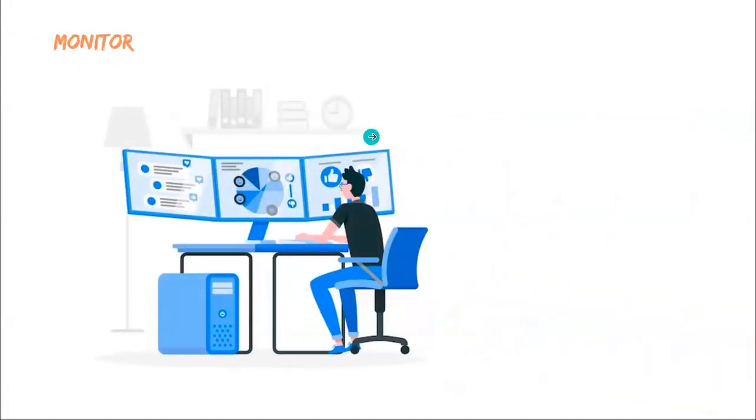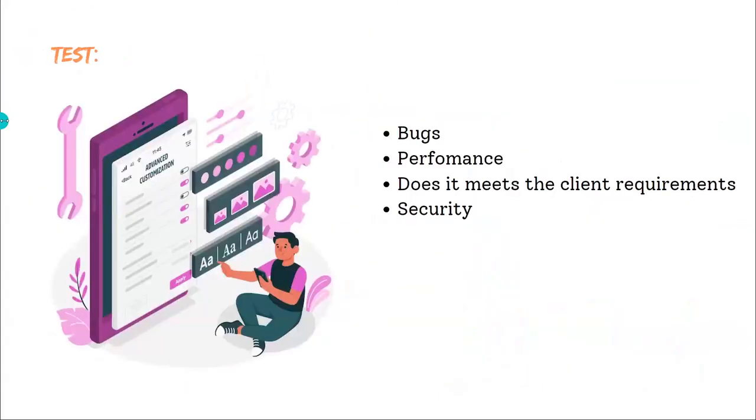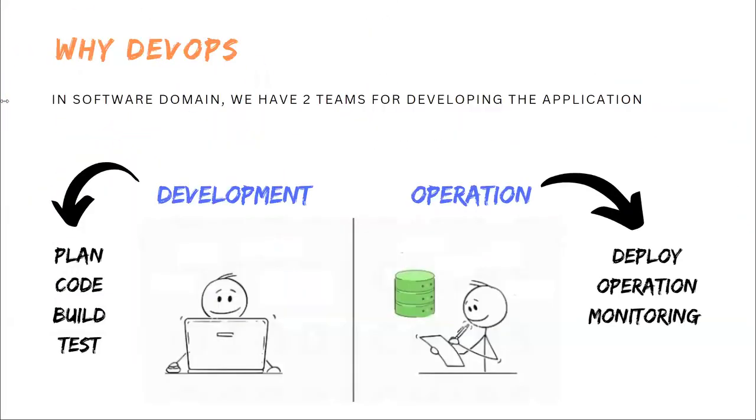Monitoring means once you deploy the application to the server, you need to check how the application is running. For 100 users, how is my application behaving? For 1000 users, how is my application behaving? And for 10,000 users, how is my application behaving? Like this, I need to keep monitoring my server 24/7. So all this is included with the operation team only.